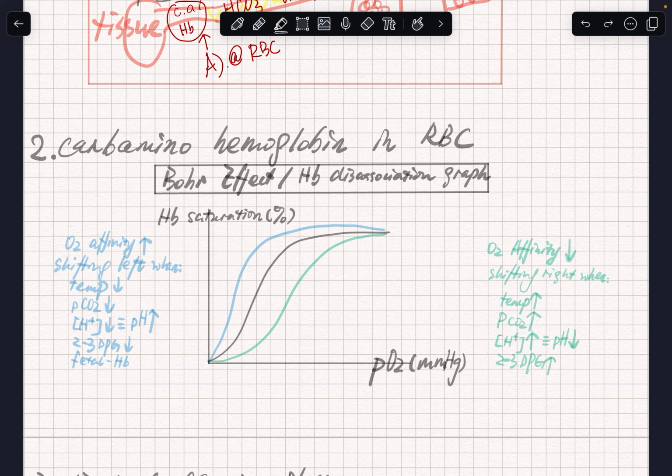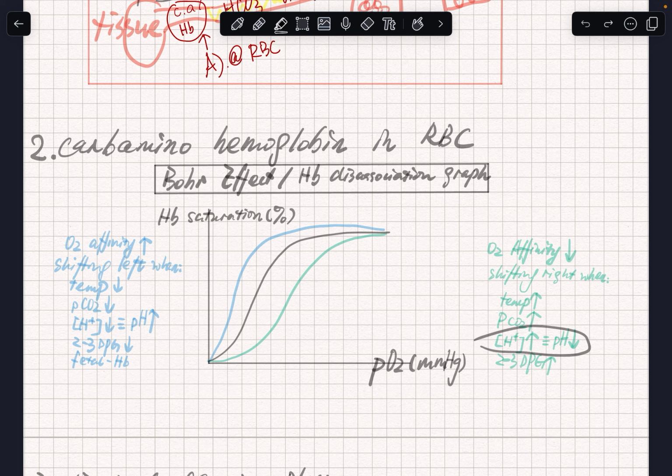So pyruvate gets reduced to lactate, right? At the same time that oxidizes NADH to NAD+, right? So you will also have protons produced when you are exercising, when you're doing lactic acid fermentation. So this is all the biological, physiological responses of your body, okay?